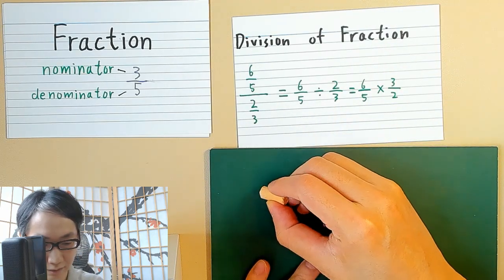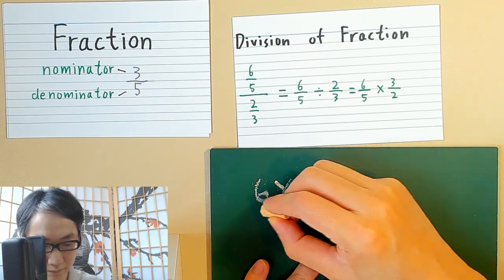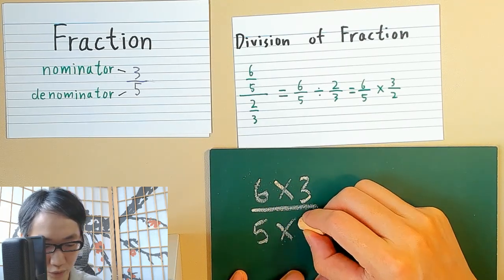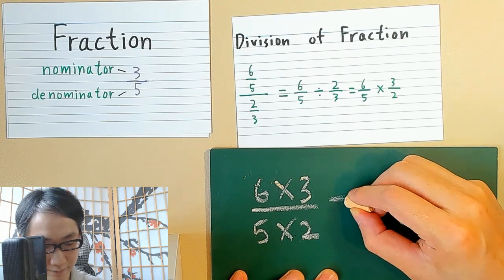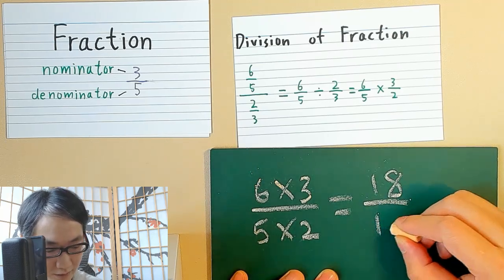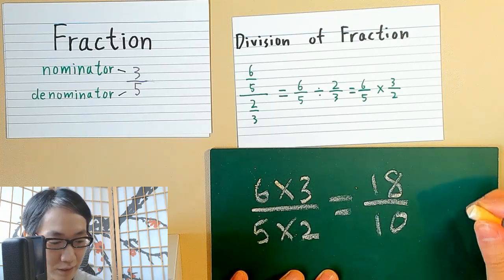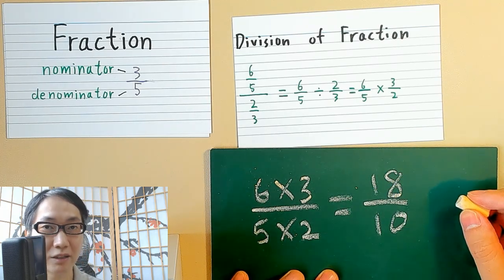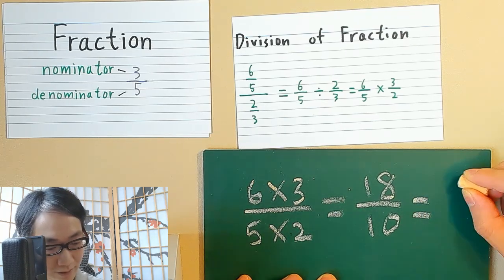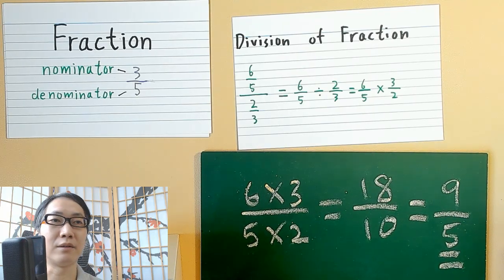So this is equal to 6 times 3 on the numerator, and 5 times 2 on the denominator. Okay, then we get 18, and 5 times 2 is 10. Then we can simplify this. Both of them have a factor of 2. The HCF is 2. So then we have 9/5 as the answer.